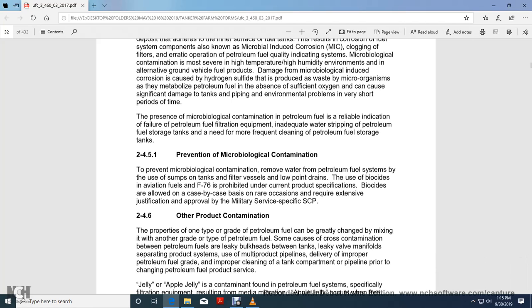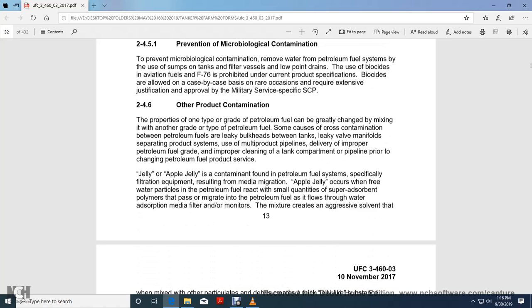2.4.5.1, preventing microbiological contamination. Prevent microbiological contamination by removing water from the petroleum fuel system using sumps on the tanks, filter vessels, and low point drainage. The use of biocide in aviation fuels and F-76 is prohibited under current product specifications. Biocides are allowed on a case-by-case basis on rare occasions and require extensive justification and approval from the military service control point.